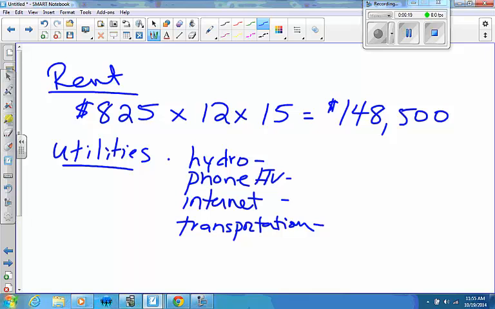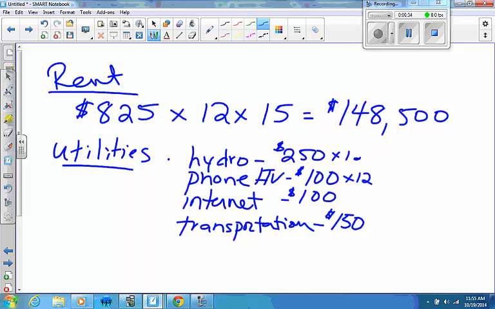So I picked hydro to be about $250 per month, phone or TV about $100, internet about $100. And I said, well, since I'm living in the country, maybe I'm going to spend $150 more on gas per month. So if I multiply each of these per month, and then multiply each by the 15 years, and I start looking at, these are just relative costs.